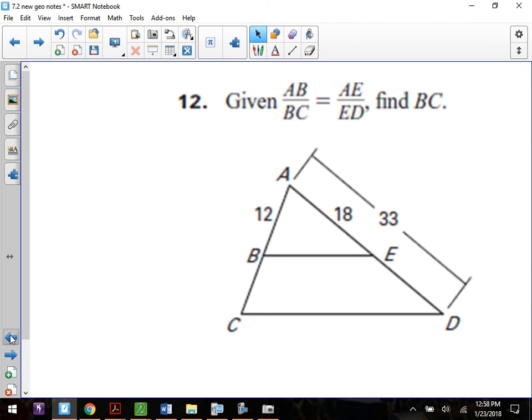What's the only extra step you had to do in this one? Yeah, you just had to figure out what that ED segment was. If you look at it, the whole thing is 33, you subtract the 18, and what are you left with? So they're still going to use some of the stuff that we looked at during first semester when we had that segment addition, where you sometimes have to subtract stuff out to find missing parts. It's not earth-shattering, groundbreaking, crazy weirdness whatsoever.